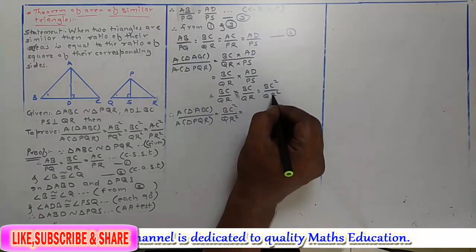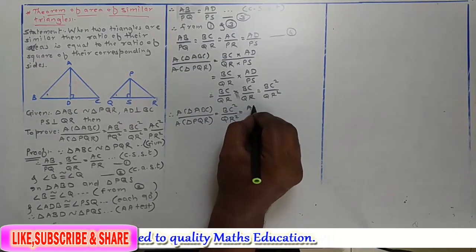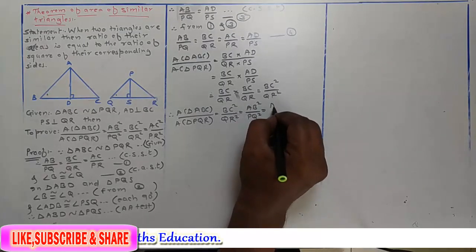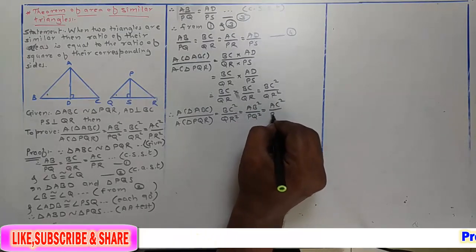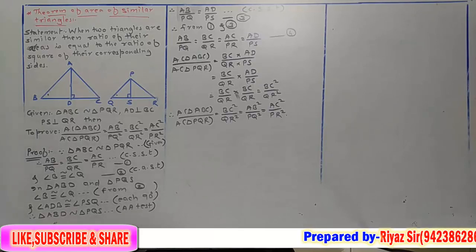If you replace BC upon QR by AB upon PQ, then you will get AB square upon PQ square, also that is equal to AC square upon PR square. So in this way we have to prove this theorem. Any doubt in this theorem?